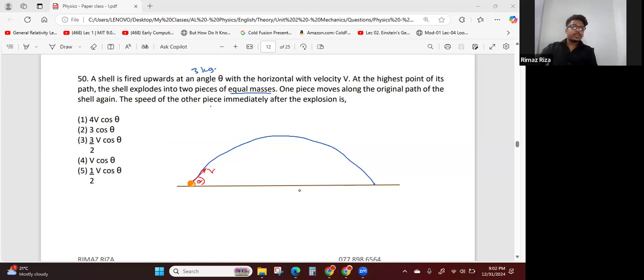Now this is the range. Let's say this is x equals 0, and then here x equals r. So it will be the range if it didn't explode. Now let's say at the maximum height it exploded into two masses with ratio 1 to 2. In that case, what would happen?